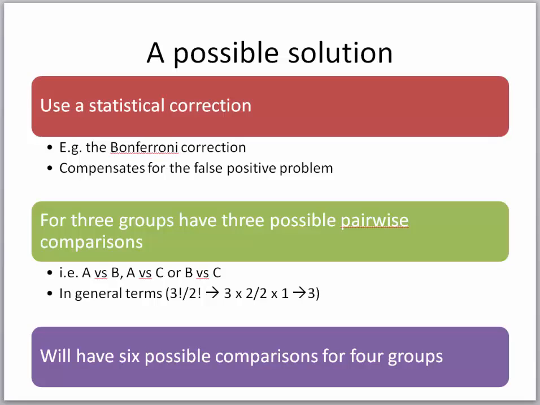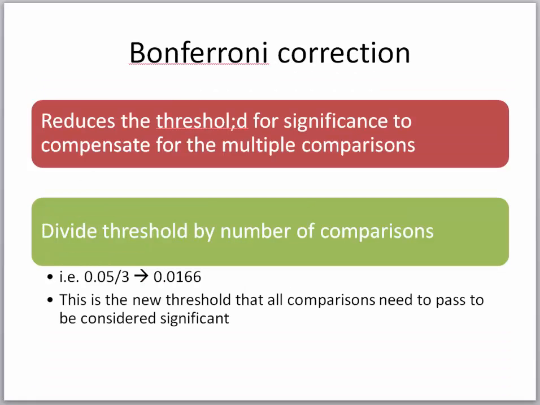And what that does is it scales down your threshold for significance depending on the number of groups you're comparing. So if you have 3 pairwise comparisons, you take your p-value and you divide it by 3. And that makes it harder to say the results are significantly different, but it compensates for this idea that you're more likely to get a false positive. So as you can see in purple there, if you have 4 groups, you have 6 possible comparisons. So you have to divide by 6 in that case.